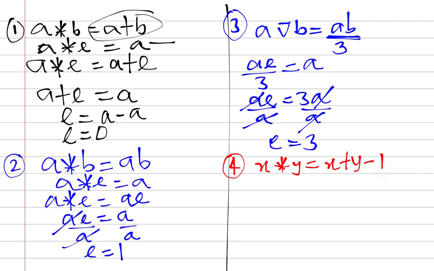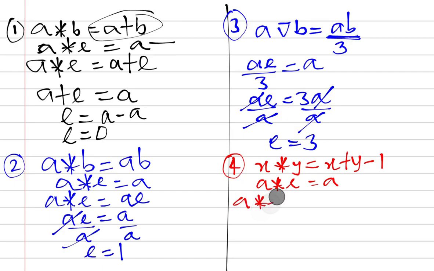minus 1. You want to find the identity. So that will now be what? No, you know your identity here will be what? X star E. I get what I'm saying? X star, or no, let's just keep using our A. Let's keep using our A. So this will be what? A star what? A star E equal to what? A. So what will be your A star E?